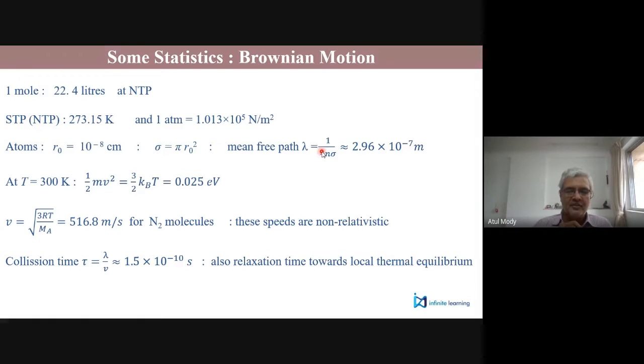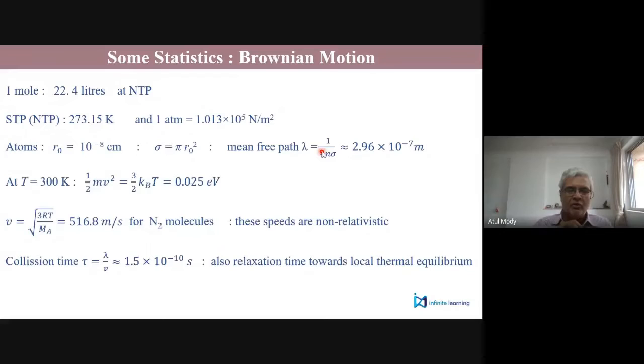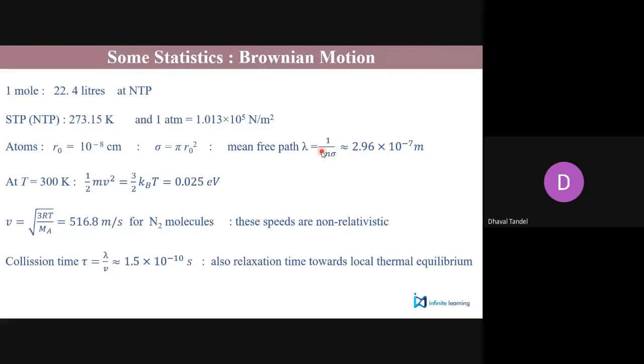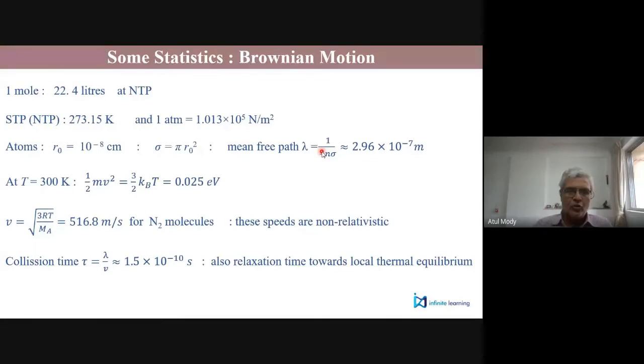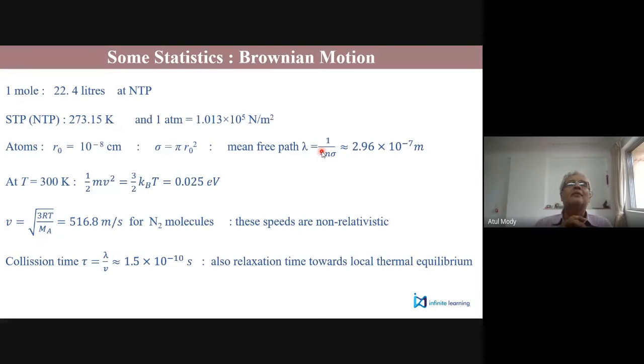Is Dhaval present? Sir, have you been able to write it down? Yes, sir. Shall I go to the next line? No, I'm not talking about the slide. I'm talking about the line, reading what is on the screen.